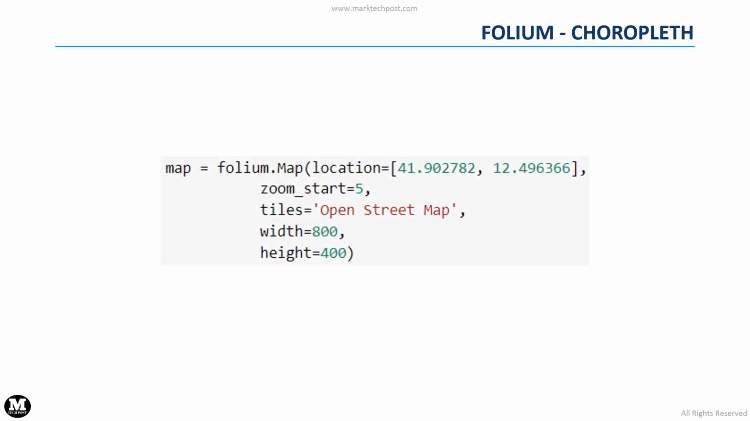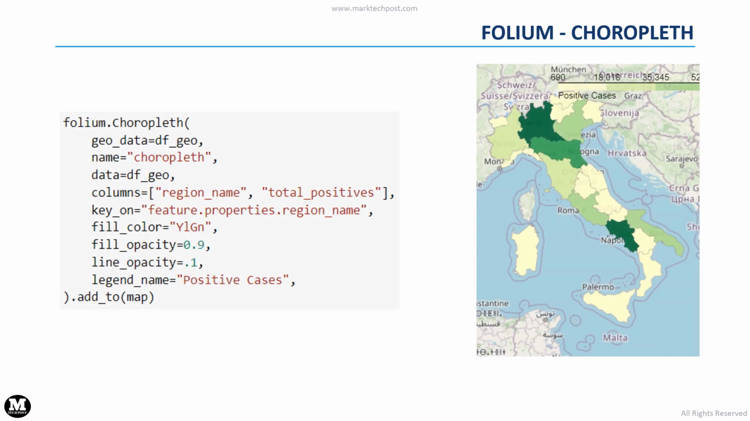Then we create the map as we have already seen before. Hence, we can add the choropleth to the map. The geodata and data arguments require the geometric and the statistical data, respectively. Automatically, the library will take the geometry column of the data frame to create the regions' boundaries. The columns argument requires a column as key and another column as values. The fill color argument is used to specify the color map associated with the values of the column chosen as values.